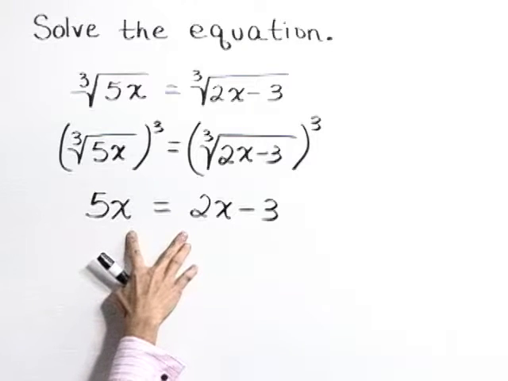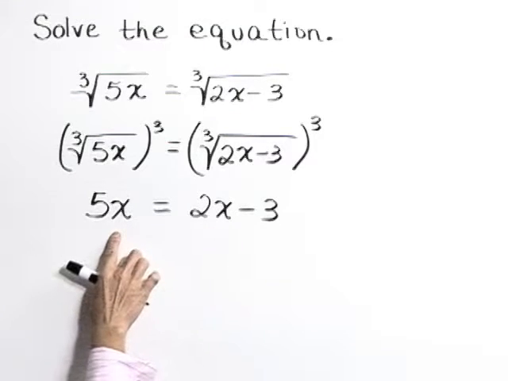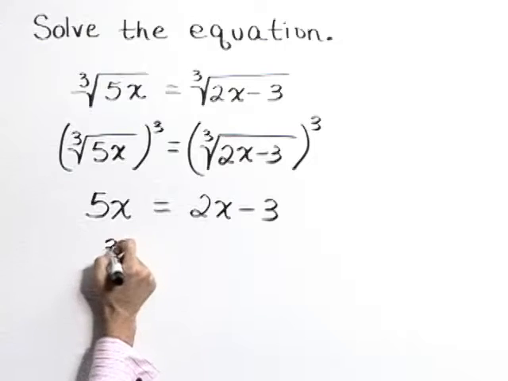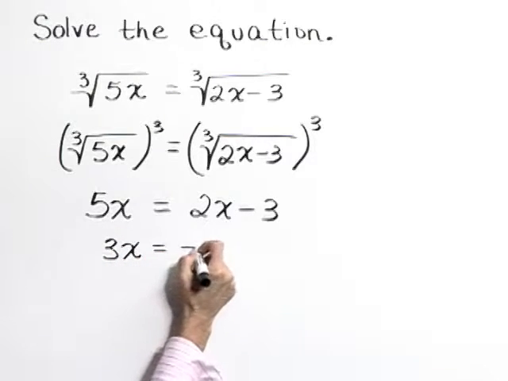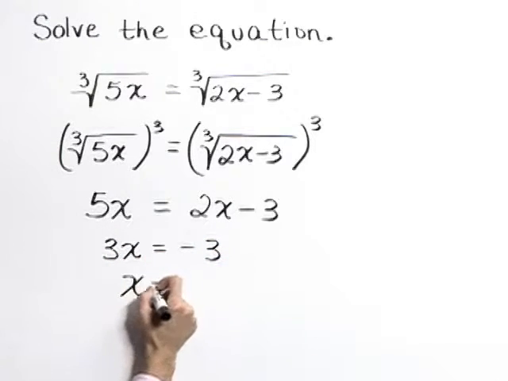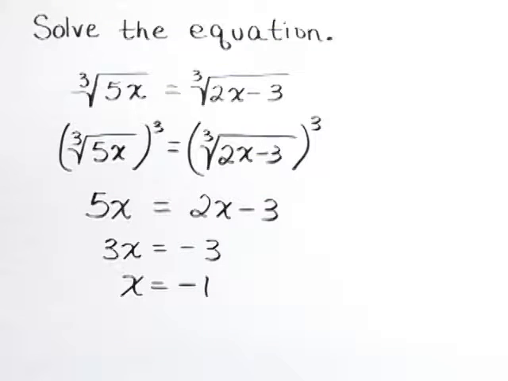Now let's solve our resulting equation. Subtract 2x from both sides, giving 3x is equal to negative 3, or x is equal to negative 1. Here is our proposed solution.